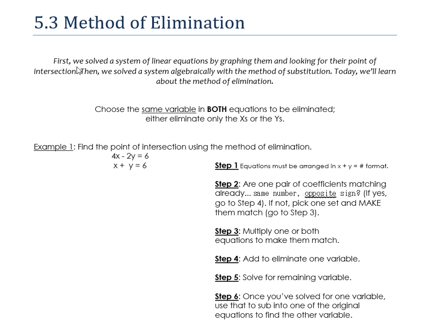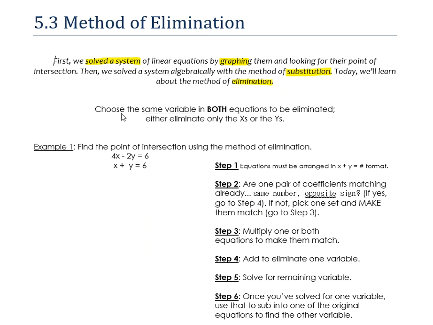Method of elimination. First, we solved a system, remember that means point of intersection, of linear equations by graphing them. That was the first thing we did to find their point of intersection. Then we solved a system algebraically with the method of substitution. Today we're going to learn another method. It's called the method of elimination.